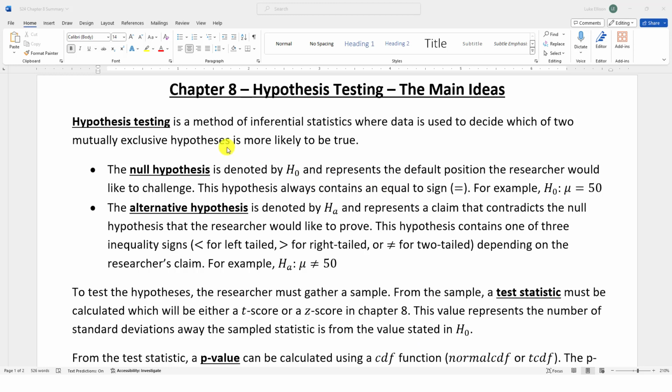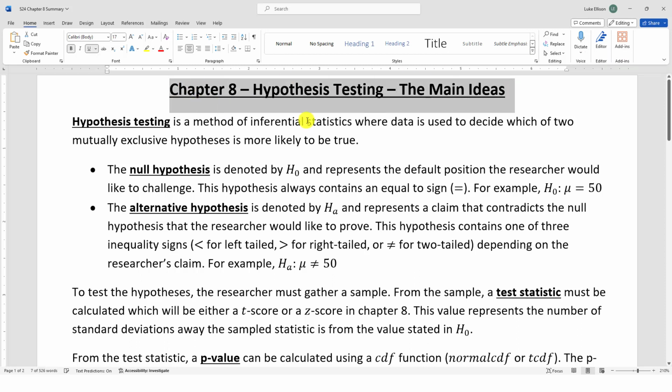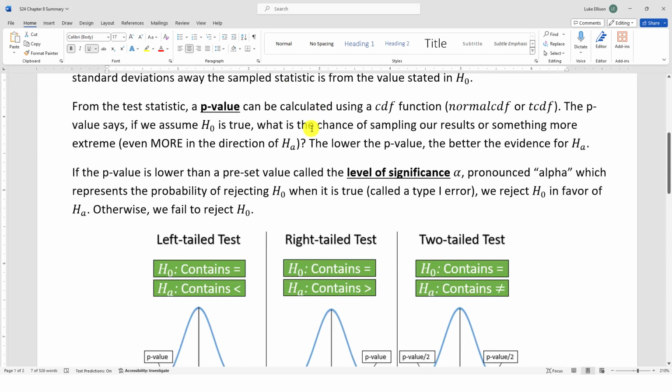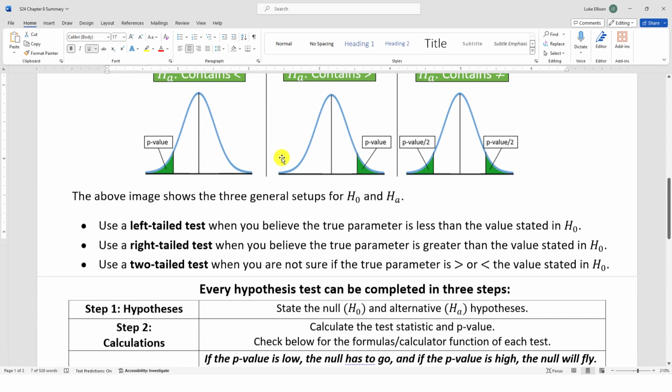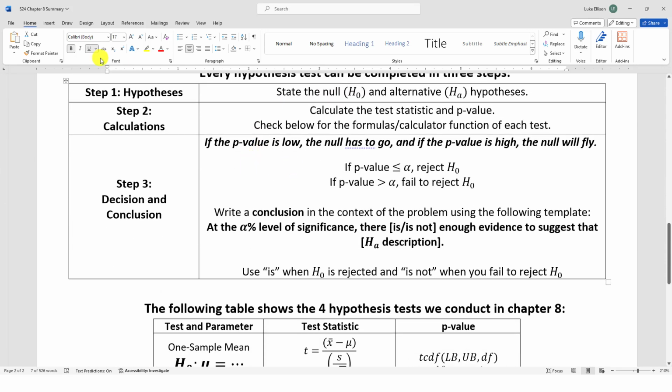Now, if you're one of my students, you probably already have this handout, and if you're not one of my students, you can find this in the description to this video. But I have a handout here that has some important information about hypothesis testing for this chapter. And I just wanted to make you aware of this and show you a couple of things about this so you can track along as we are completing the problems in the video.